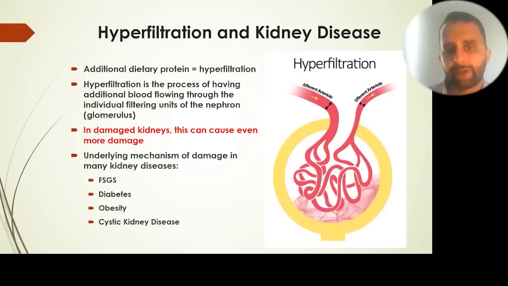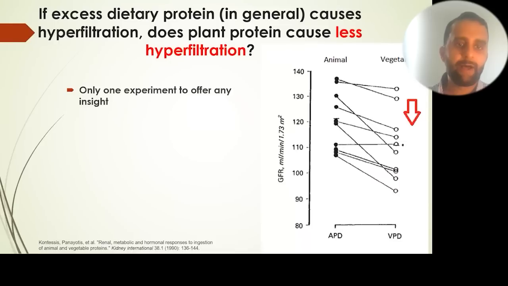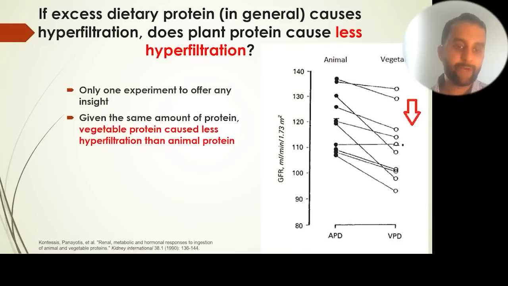And this hyperfiltrating process is the underlying mechanism of damage in several common causes of kidney disease. That includes FSGS, diabetes, obesity, and cystic kidney disease like polycystic kidney disease. A big question that I get is, well, if protein in general causes hyperfiltration, what about plant protein? Does that cause less hyperfiltration? And there's actually only one study to answer this. This is from 1990, and it provides valuable insight.